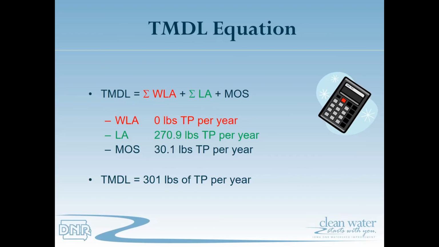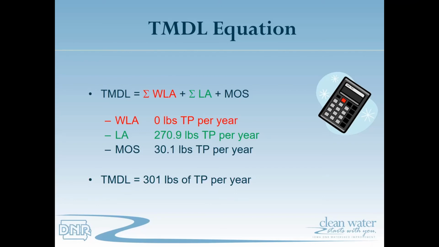So the waste load allocation is the equivalent of the point source pollution in the watershed, which we talked about is 0. There's no contributing phosphorus from point sources. The load allocation would be everything else, everything that's not point sources, so non-point source pollution. The load allocation of total phosphorus is 270.9 pounds per year. And then we tack on what we have as a 10% margin of safety, which in this case is 30.1 pounds of total phosphorus per year.